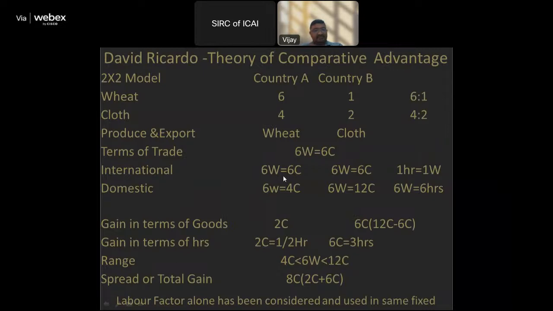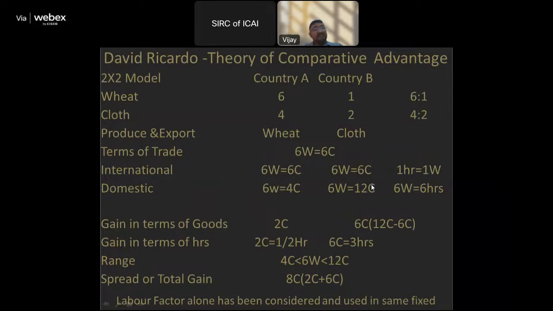International trade, 6W is equal to 6C. For 6W, I will get what, 4C if I produce in domestic. So the gain on account of international trade is what, 2C. Whereas in case of country B, 6W is equal to 6C, 6W which is equal to 12C. How I got this 12C?